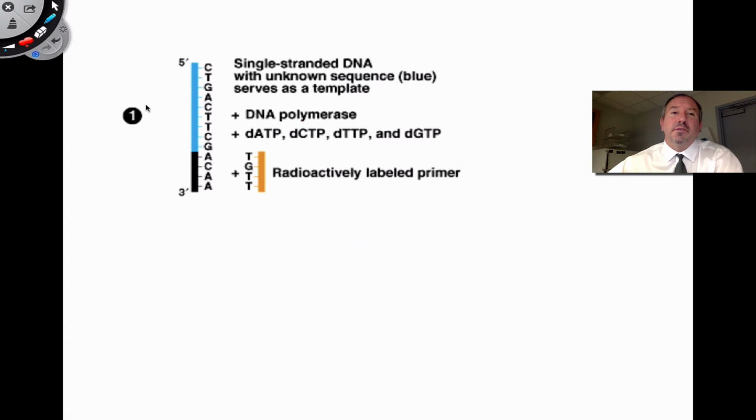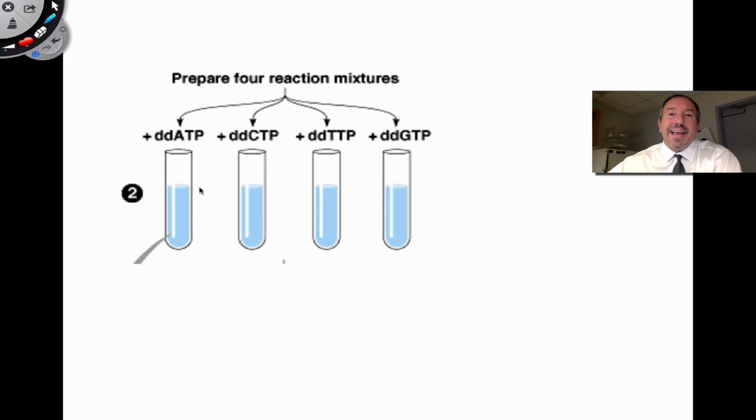But here's the difference. Once you do this, then what you're going to add is, in one of the tubes, one of the defective adenines. And then in another tube, you're going to add one of the defective cytosine and defective thymine and defective guanine. And remember, these are the ones that don't have the hydroxyl group. So DNA would not be able to extend at that point.